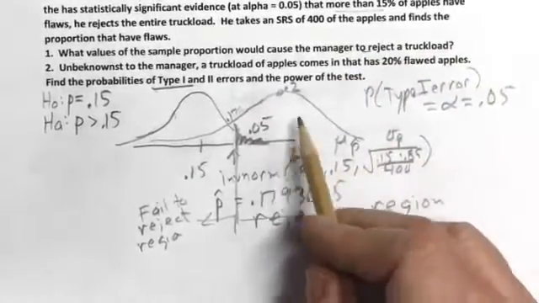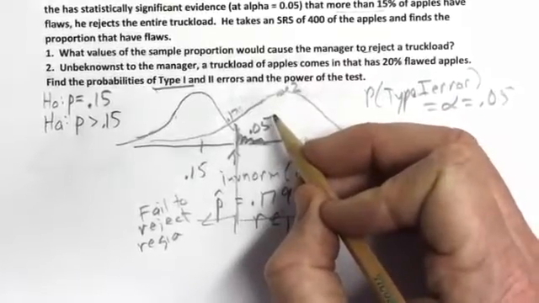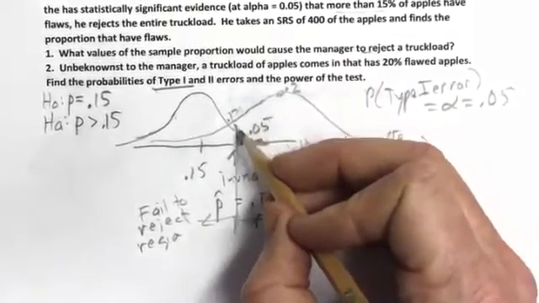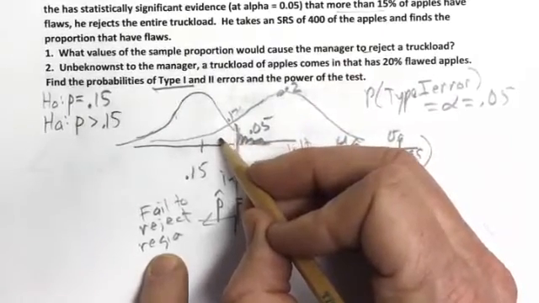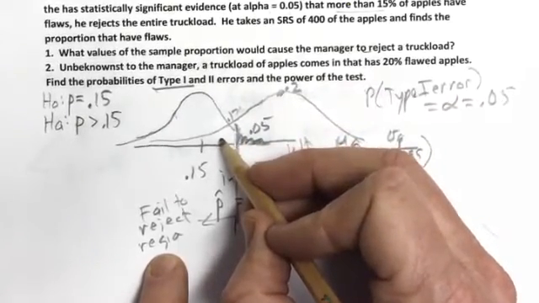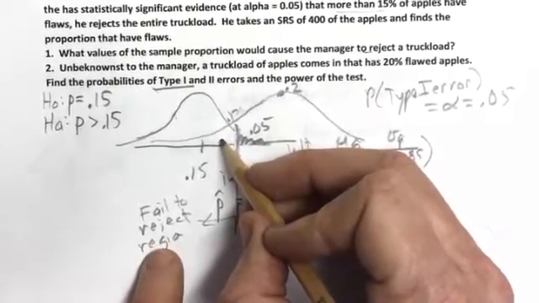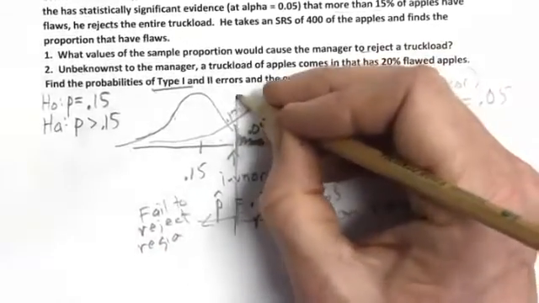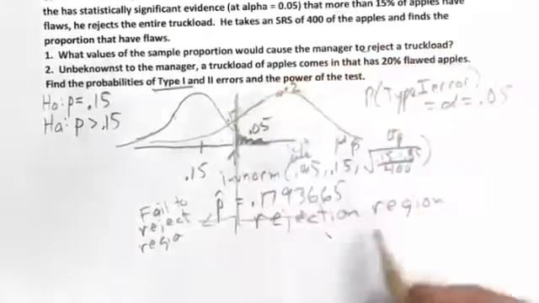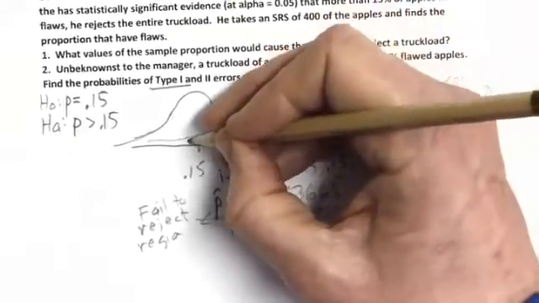So this is a bad truckload. When I take a sample from this bad truckload, I'm going to get probably around 0.2. But here's the problem. If I get a p hat on this part of the curve, it falls in the fail to reject region. And that means I will not reject a bad truckload of apples. That is what we call type 2 error, failing to reject a bad truckload. So to find the probability of the type 2 error, it's the overlap. It is this striped area there.